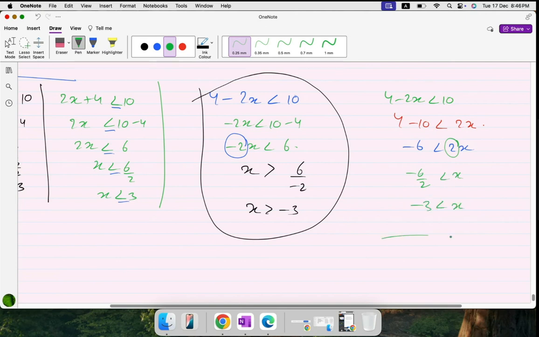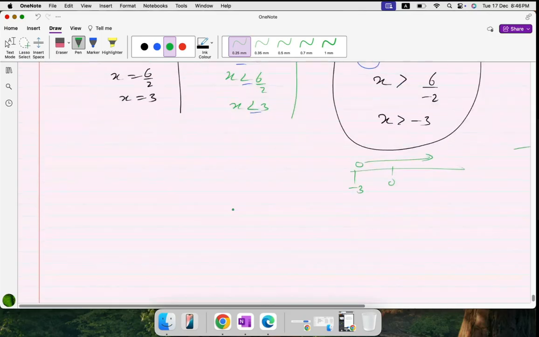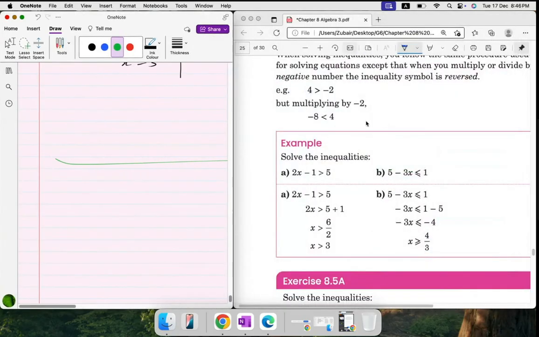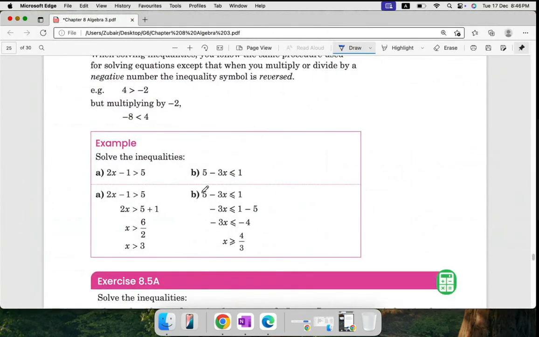So see, this says this is minus 3, this is 0. It says x is greater than minus 3. And this was still 0 and minus 3. So the answers are exactly the same. The only thing you need to keep in mind is that when multiplying or dividing across the inequality with a negative sign, the signs would reverse.